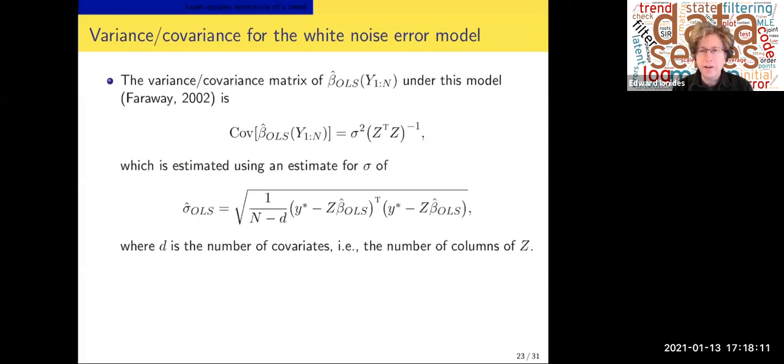Oftentimes in time series, we want to consider the possibility that the errors are correlated, and we have to work out either what to do in that situation, or if we persist with doing ordinary least squares, what does it mean to do ordinary least squares when the errors are correlated? That's going to be part 3.